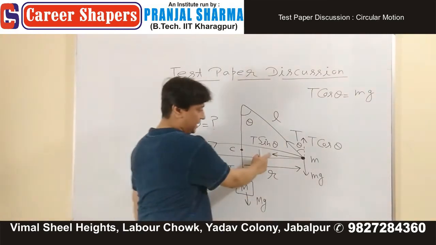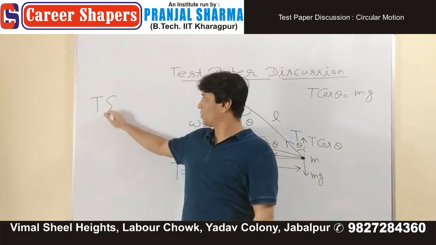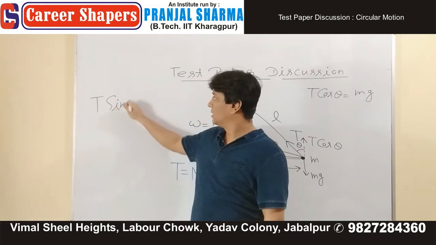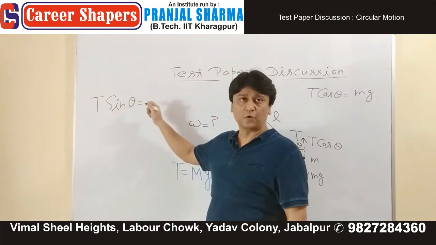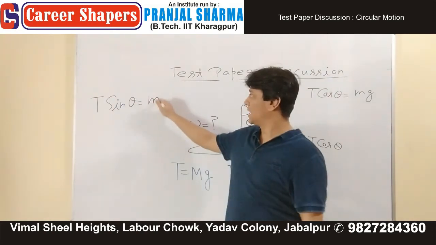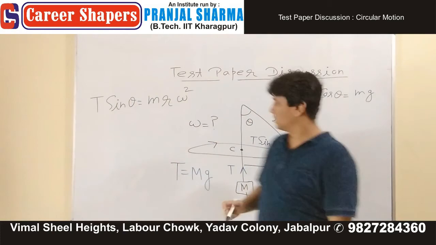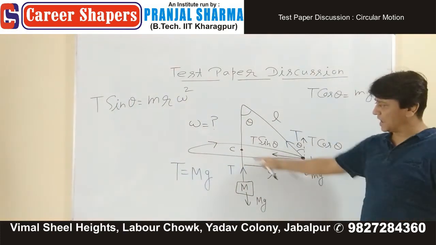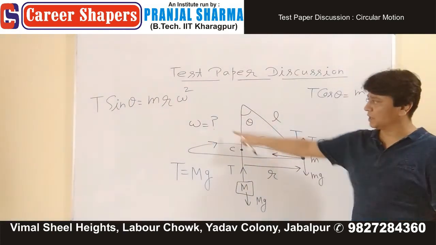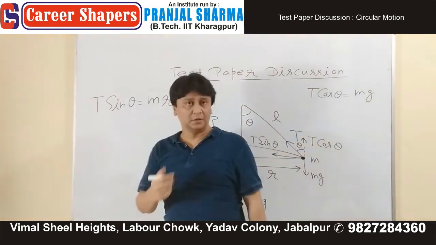T sin theta, what will it provide? Centripetal force, but they are looking for omega, and therefore we use what? m R omega square. T sin theta, which is acting towards the center, will provide the necessary centripetal force m R omega square.